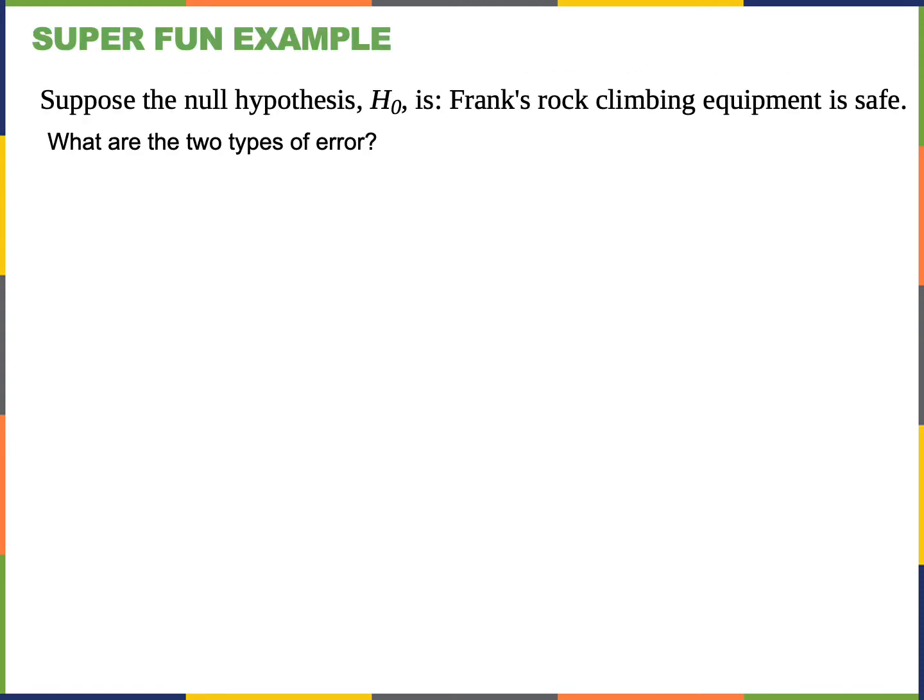So where would we be without super fun examples? I do not know. Okay, so let's suppose the null hypothesis, H0, is Frank's rock climbing equipment is safe. In this situation, can you figure out what the two types of error could be?